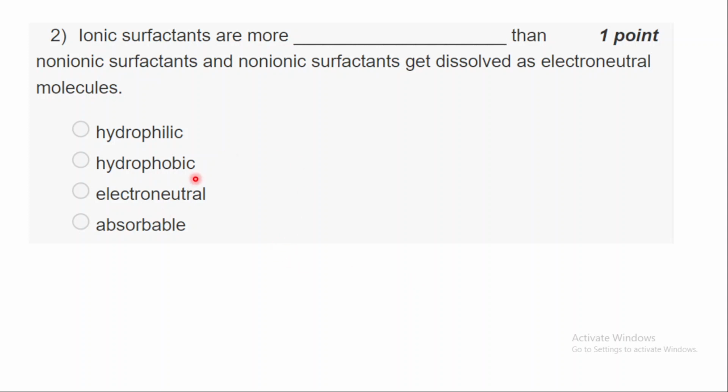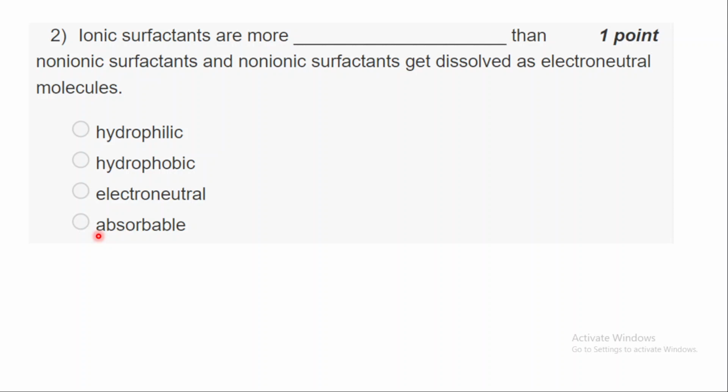So the second question, I'll read it out loud. Ionic surfactants are more dash than non-ionic surfactants, and non-ionic surfactants get dissolved as electroneutral molecules. I'll read it again. Ionic surfactants are more dash than non-ionic surfactants, and non-ionic surfactants get dissolved as electroneutral molecules. The options are A, hydrophilic, B, hydrophobic, C, electroneutral, D, absorbable.